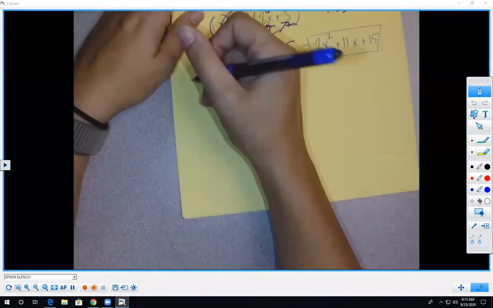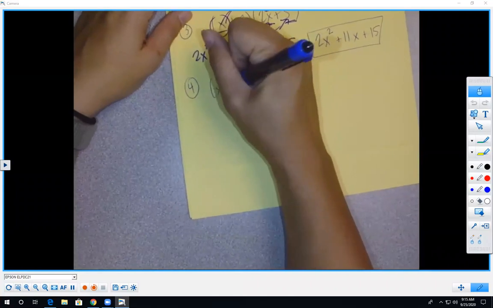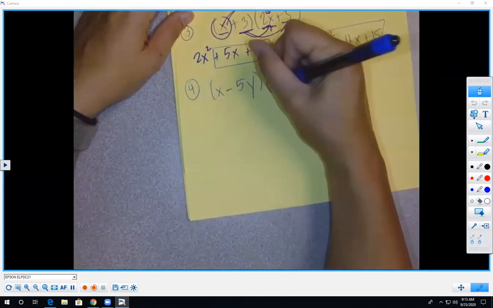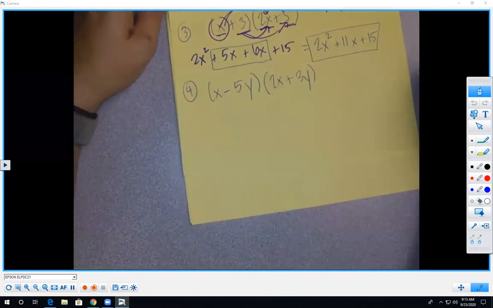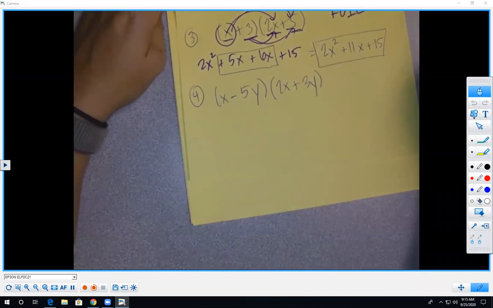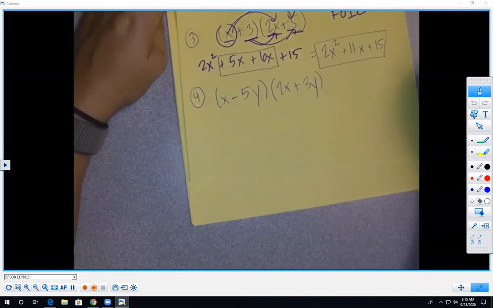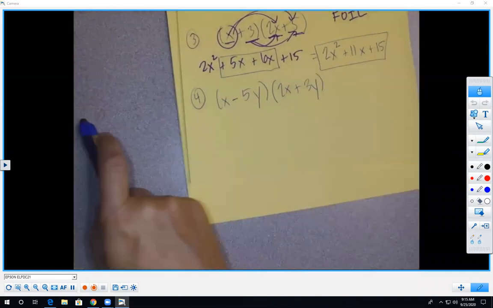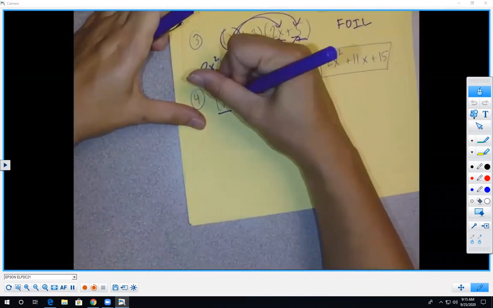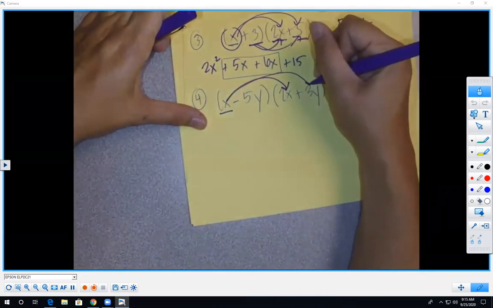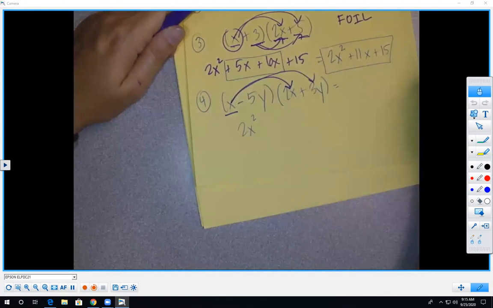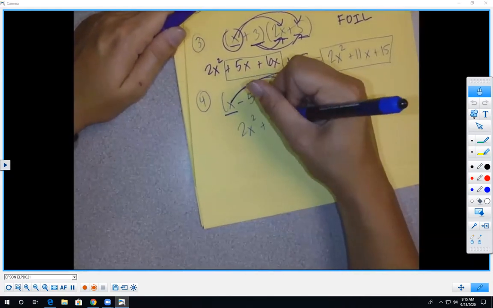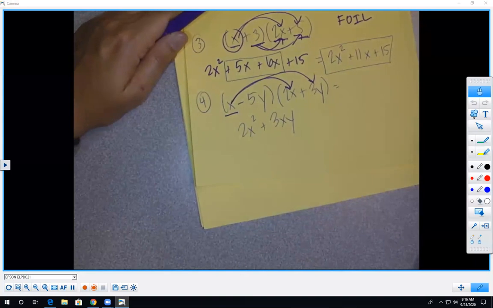Okay, let's do another one like that. What about if I had x minus 5y times 2x plus 3y? I'm going to distribute the x to everything in the second set of parentheses. So x times 2x is 2x squared. x times 3y is 3xy, or 3yx. It's up to you how you write it.